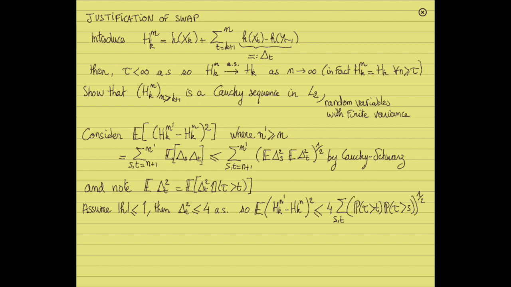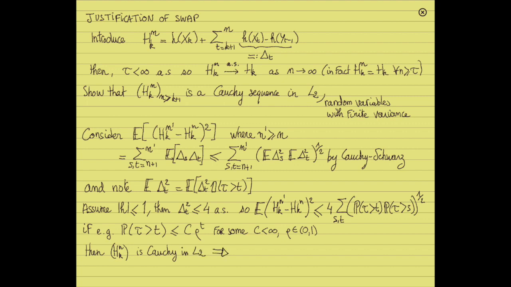And now we see that this will go to 0 under some assumptions on the meeting time. In particular, if, for example, the meeting time has geometric tails, so the probability that the meeting time is more than t is less than a constant times rho to the power t, where rho is less than 1, then the sequence hkn is Cauchy in L2. In other words, under this assumption, those squared increments go to 0 when n goes to infinity, and for all n prime larger than n.